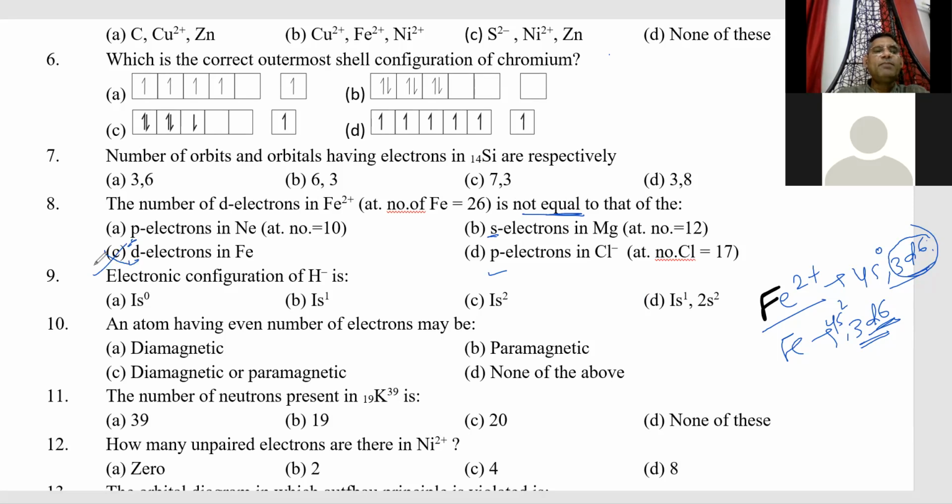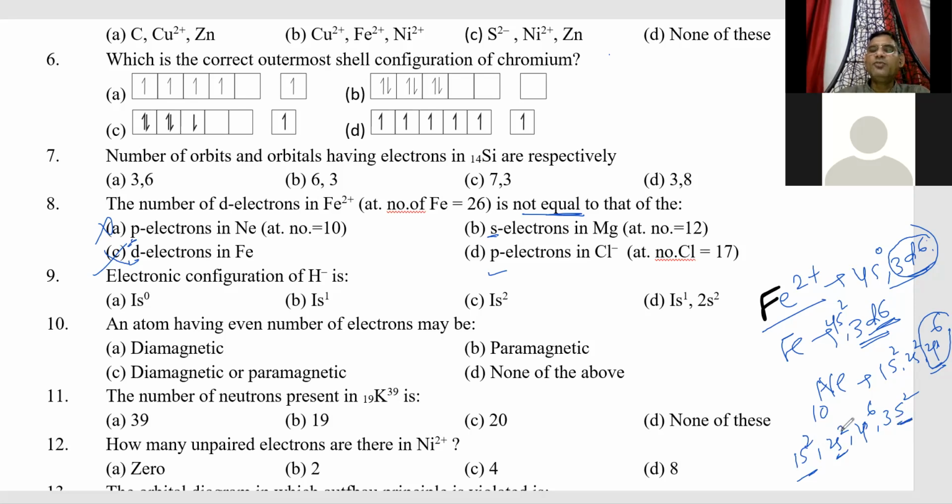P electrons in neon: neon is 10, 1s2, 2s2, 2p6. In neon, P is having 6 electrons, and D subshell also has 6 electrons. So this is also not equal. Now see, S electrons in Mg. Mg is 1s2, 2s2, 2p6, 3s2. Here 2, here 2, here 2. They are talking only about S electrons, so 2, 4 and 6. So this also can't be true.